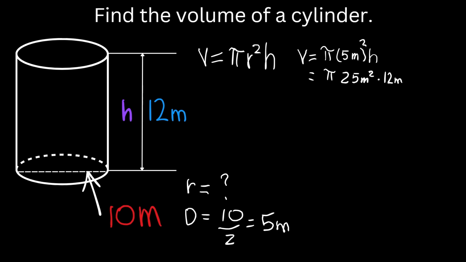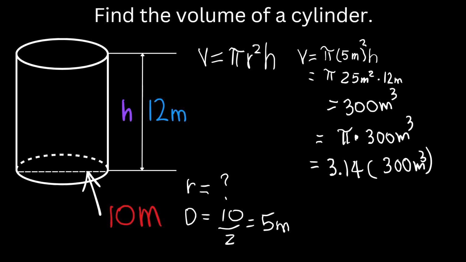Now we can simply go ahead and write pi times 25 square meters times 12 meters. So if I multiply 25 by 12, that will give me 300. And if I multiply meters squared times meter, remember we add the exponents, 2 plus 1 will give me 3. That's why you will have 300 cubic meters. Now we need to multiply that with pi. And what is pi? Pi is approximately 3.14.